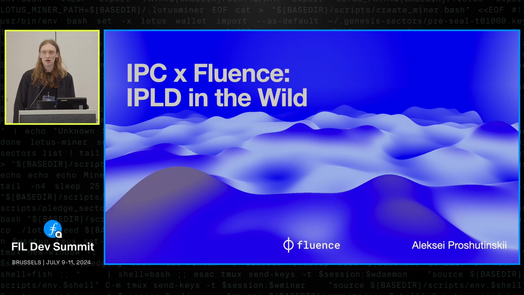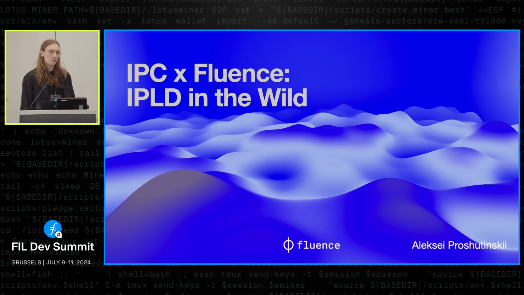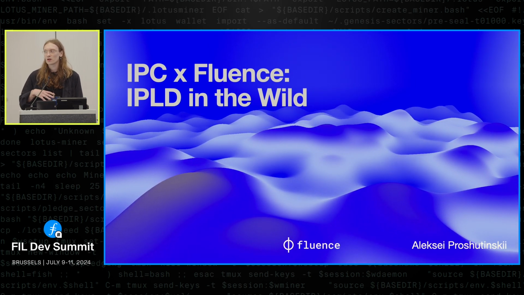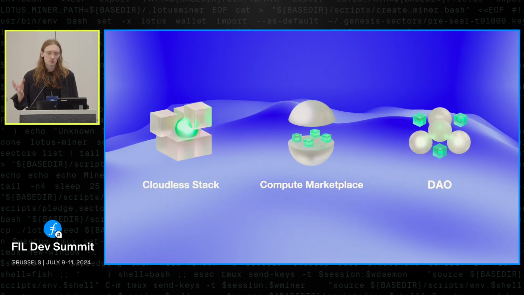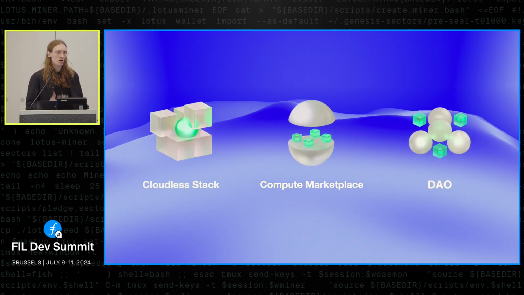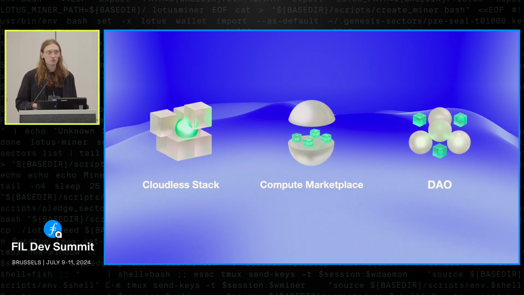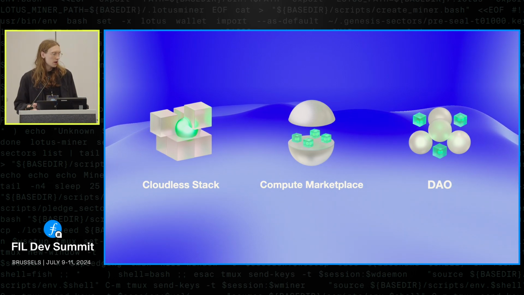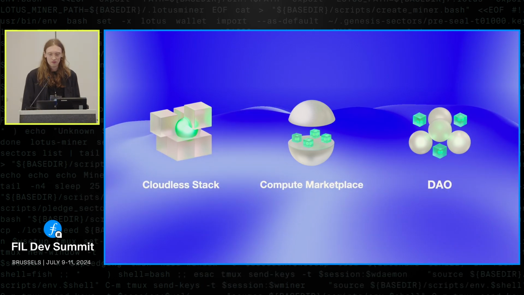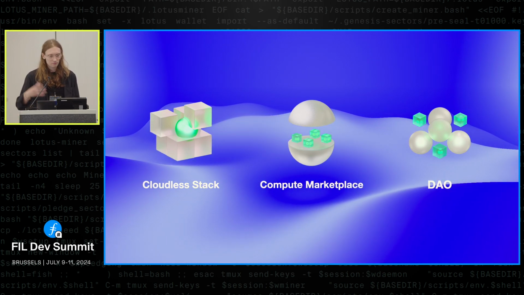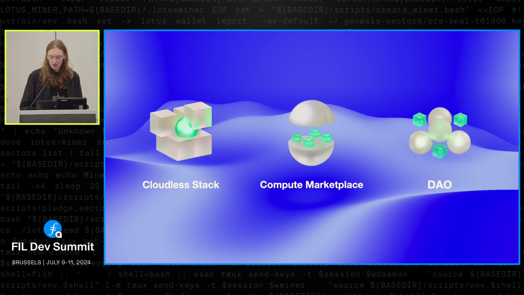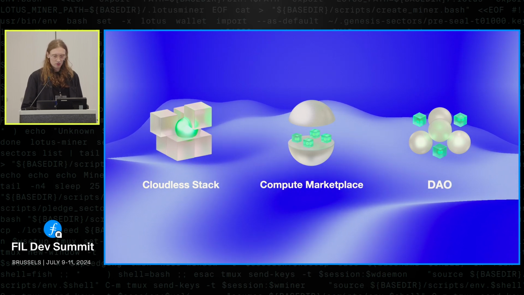So Fluence is a kind of three things. First is a compute marketplace where providers, globally distributed, registered on chain to provide capacity to earn from it. Second one is a cloudless stack for developers to run their applications and functions. And the third thing is a DAO that manages the protocol and decides what to do next for it. And today I will speak mostly about the compute marketplace.